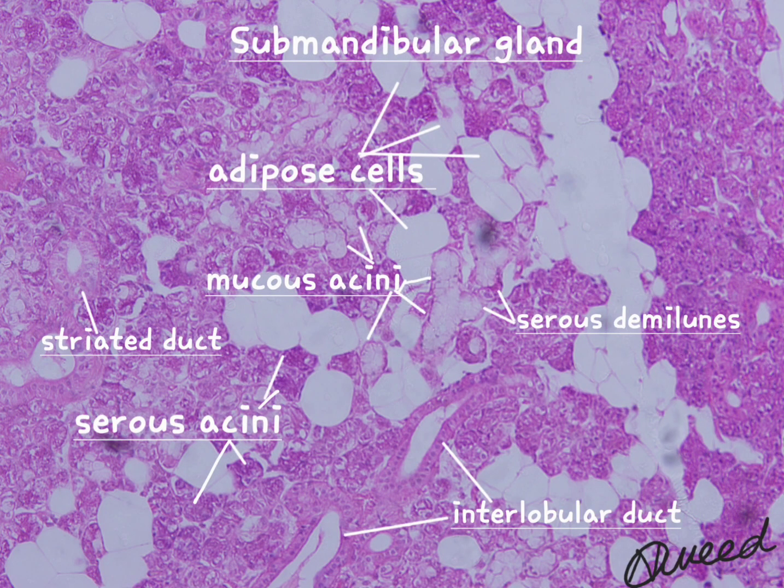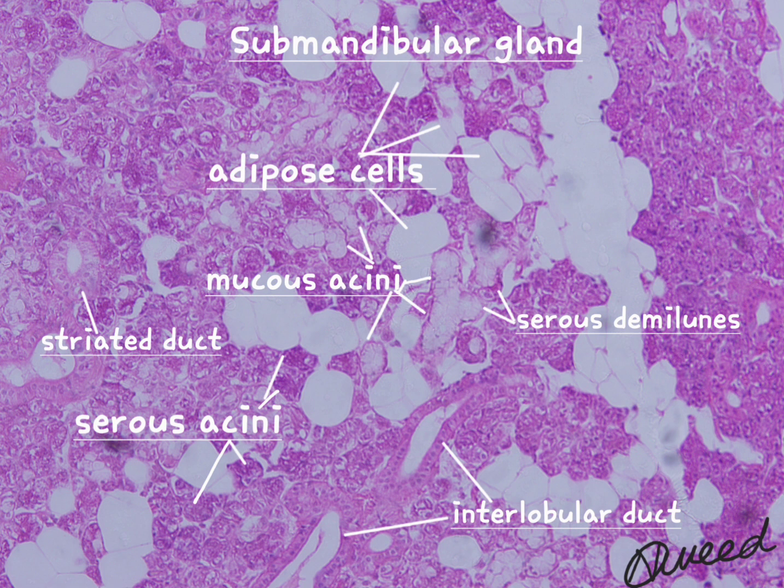This is a slide of the submandibular gland. Major salivary glands are the parotid, submandibular and sublingual. These are tubuloacinar glands, each of which is surrounded by a capsule of dense irregular connective tissue.